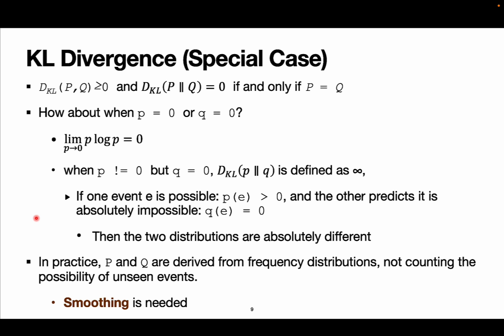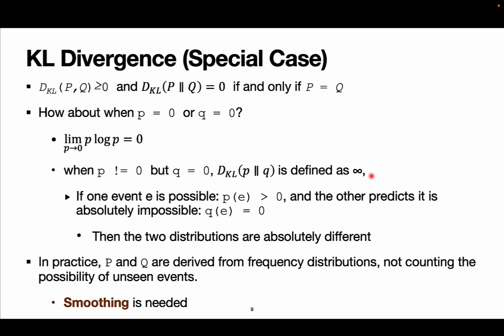Now we will look at special cases of the KL divergence. We already know it's non-negative, and when P equals Q, it's going to give us 0 because both distributions are identical. But what happens when P equals 0 or Q equals 0? For P equals 0, the limit of P log P is going to be 0, so we're not going to get into any trouble. But the problem is when Q is equal to 0, it's going to get the KL divergence to infinity because now we're dividing over 0.